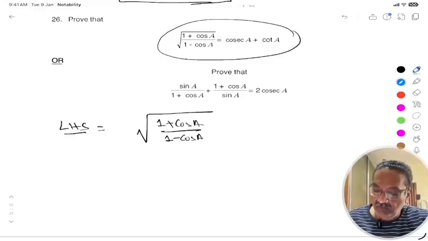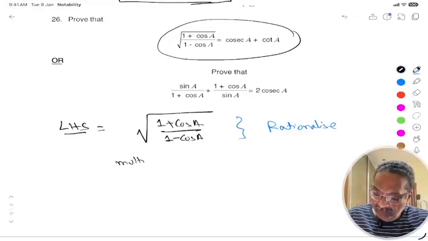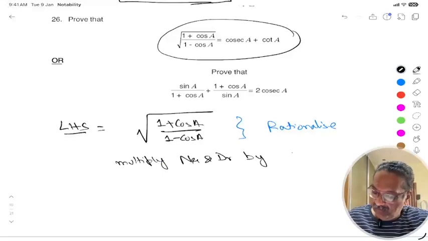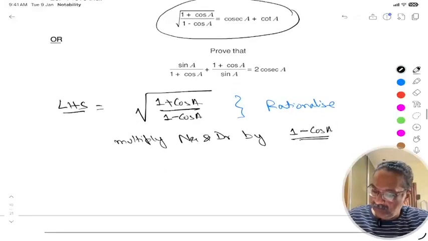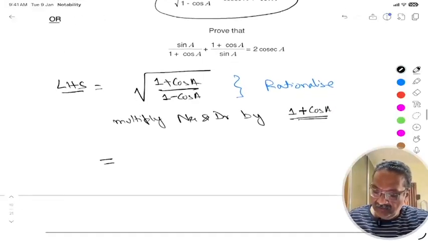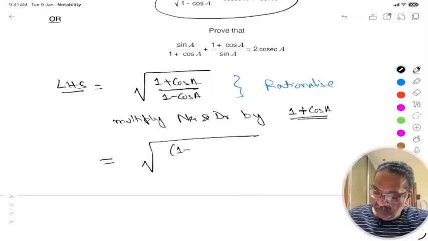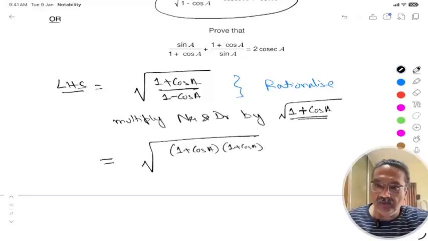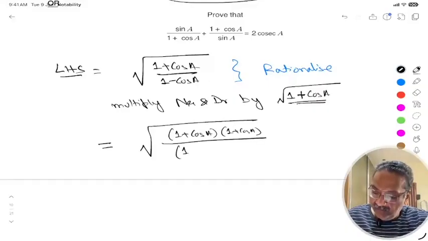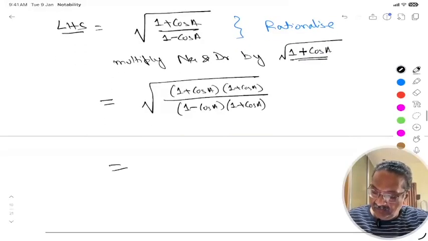This is very simple. Whenever you find such expressions, you have to rationalize. How do you rationalize that? Multiply both numerator and denominator by 1 plus cos A. So this becomes square root of 1 plus cos A into 1 plus cos A, divided by the denominator also 1 minus cos A into 1 plus cos A.